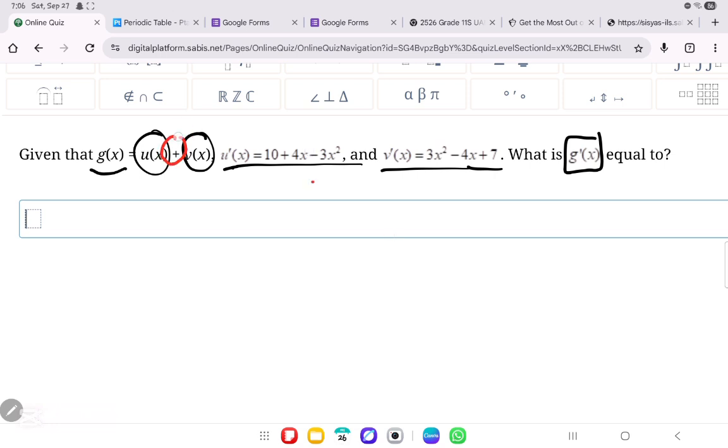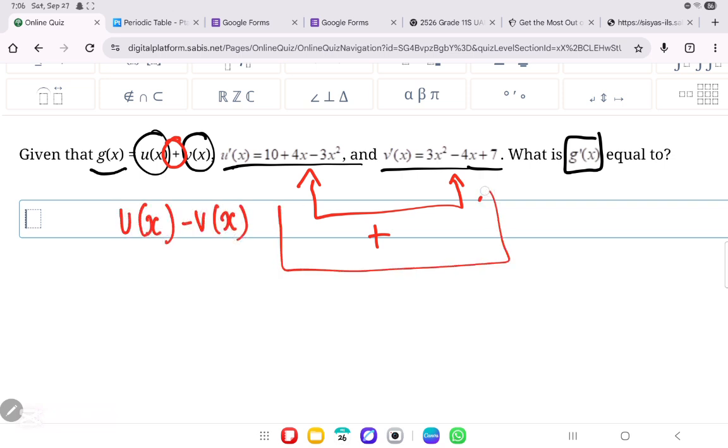In this scenario, because we are dealing with plus, not multiplication, not division, not minus, although minus also works, because we're dealing with plus, we will add what? We will add the two derivatives together. If we were dealing with minus, so if they told us u(x) minus v(x), what would we do?